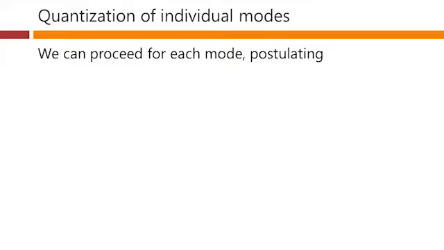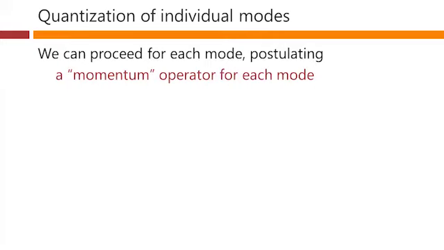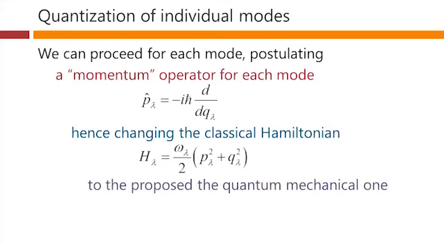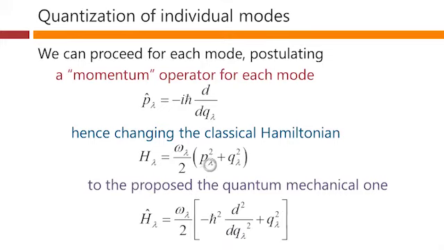So now we proceed for each mode to quantize it by postulating a momentum operator for each mode in this form, minus i h bar d by dq lambda for the operator p lambda. And hence, we would change our classical Hamiltonian into a quantum mechanical one. So simply substituting for the p lambda in here using this operator, we would end up with this Hamiltonian for the mode lambda.